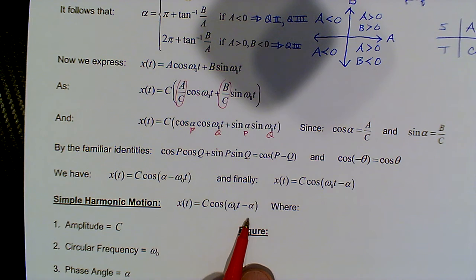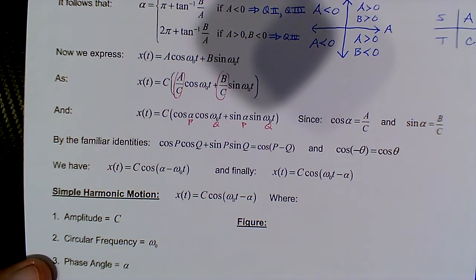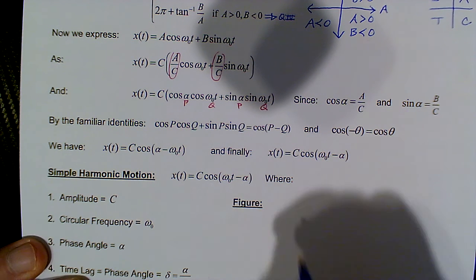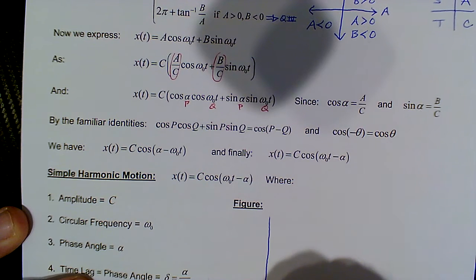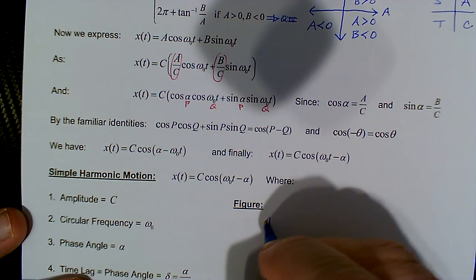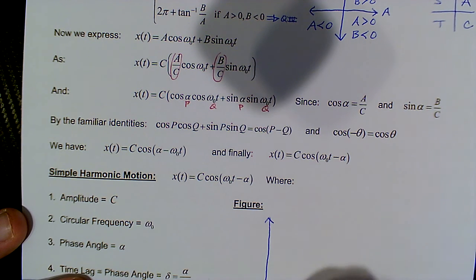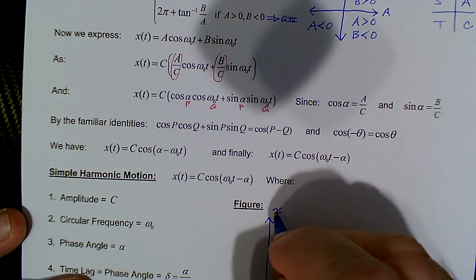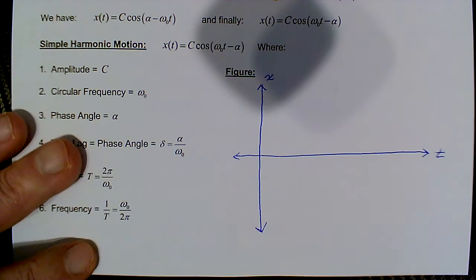And the reason why we like this desired form is because that's simple harmonic motion. And basically, what we have is, say, a vertical axis, horizontal axis, call it T. Vertical axis we'll call X, because it's X as a function of T.